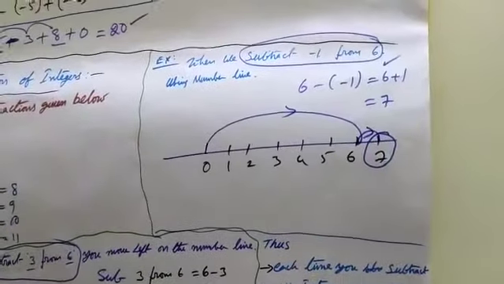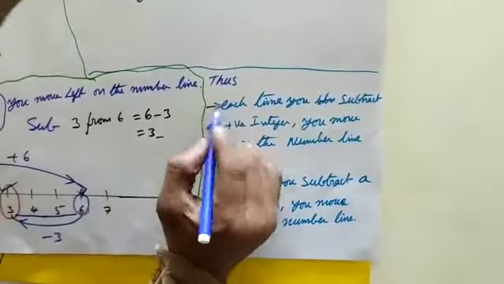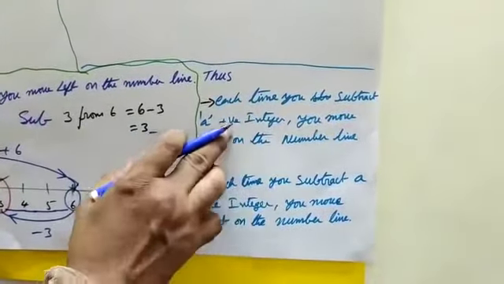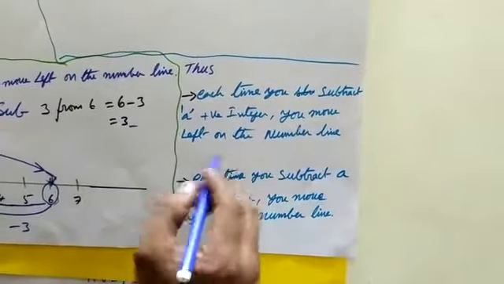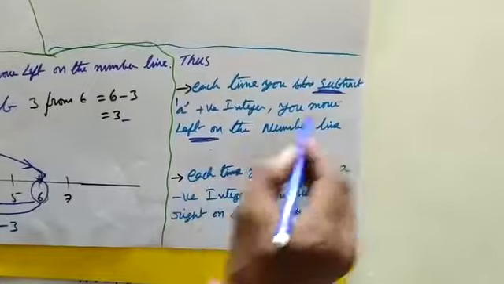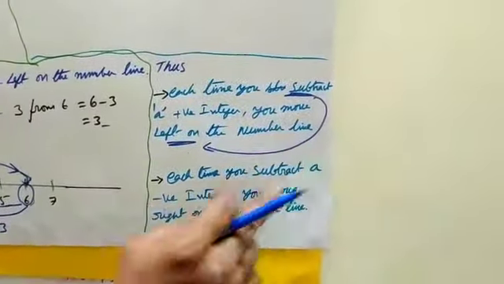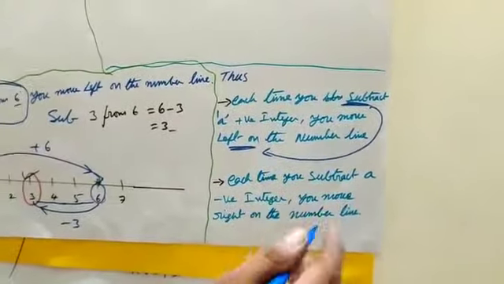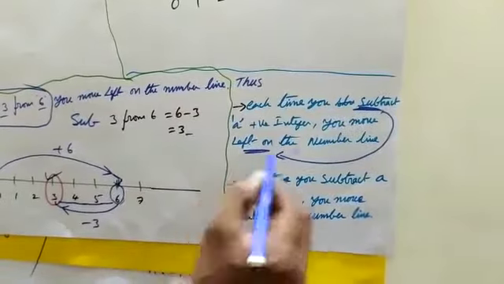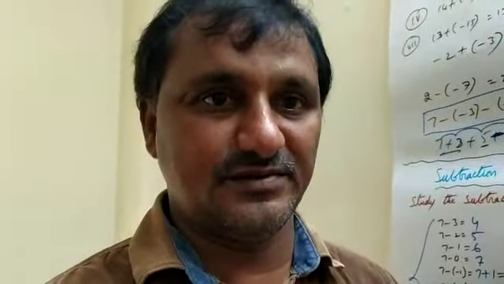See, what is the condition? Each time you subtract a positive integer a, you move left on the number line. What is the meaning of move left? The subtract means left. Therefore, each time you subtract a negative integer, you move right on the number line. This is very important. Positive integers, negative integers. The remaining we will discuss tomorrow.